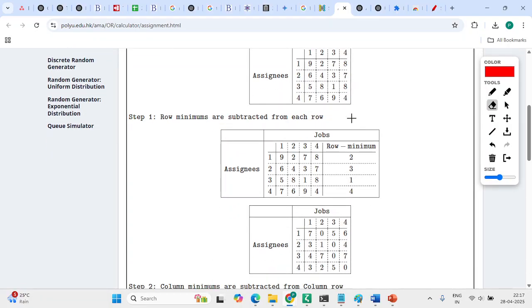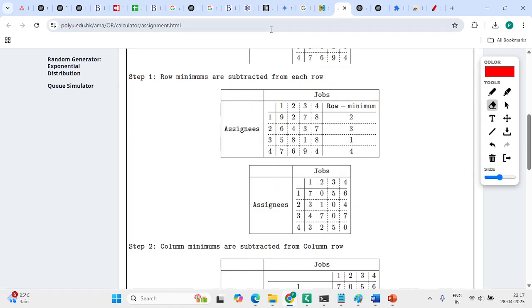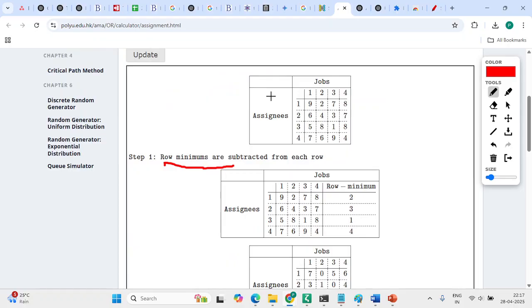Okay, so to solve this problem, the first step is that we have to subtract the row minimum from each row. Row minimum means the minimum number in each row. For example, in the first row, the minimum number is 2. In the second row, 6, 4, 3, 7 are the numbers, and 3 is the minimum number. Here 5, 8, 1, 8 are the numbers, and 1 is the smallest number. And 7, 6, 9, 4 are the numbers here, and 4 is the smallest number.